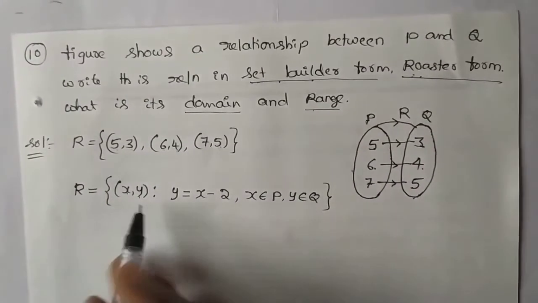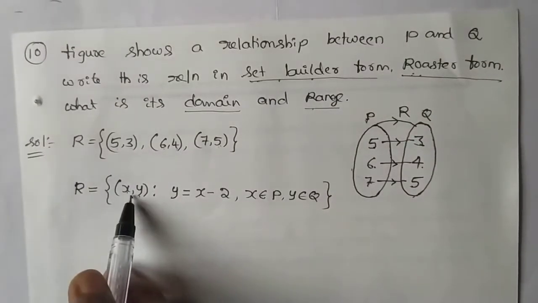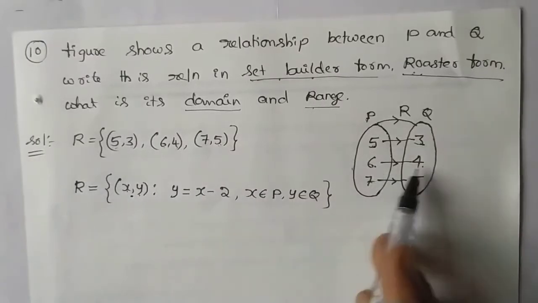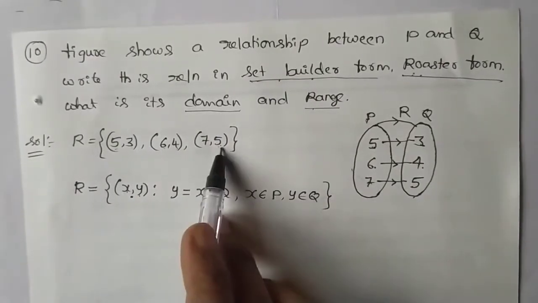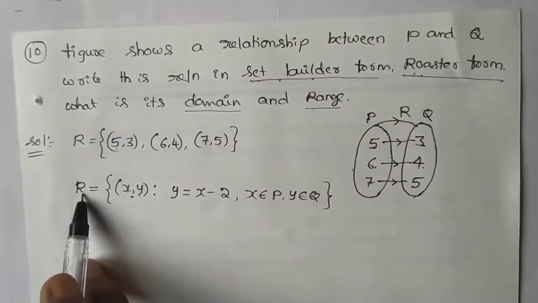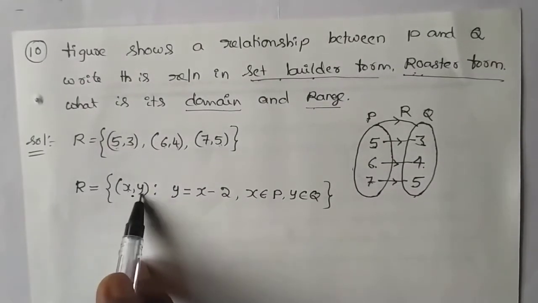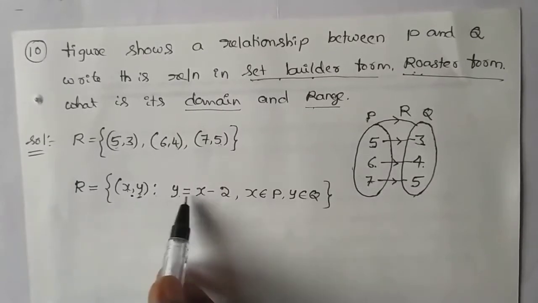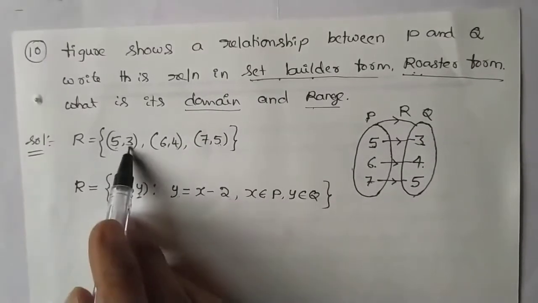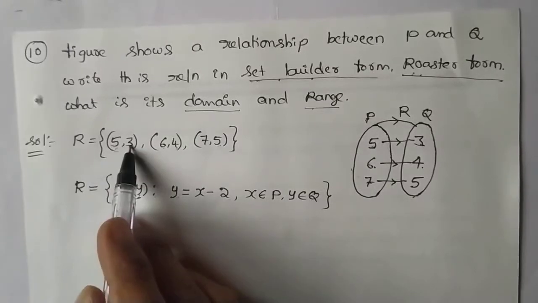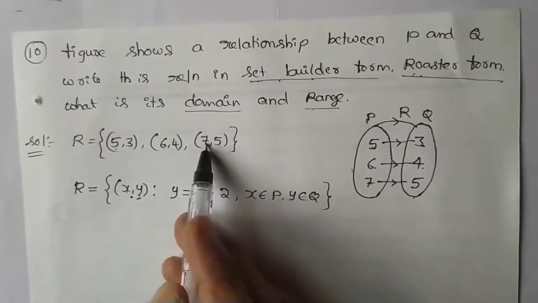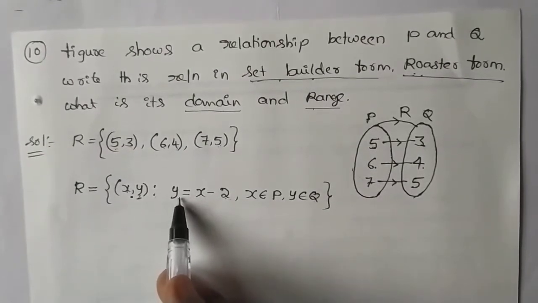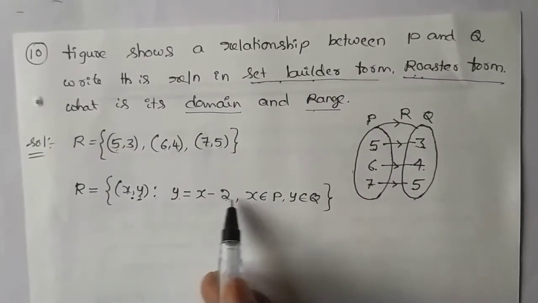It is a roster form, it is a set builder form. Once again, roster form: (5, 3), (6, 4), (7, 5). Understood? Next, set builder form: ordered pair (x, y) such that y, the second element, equals x minus 2, because here we have the common difference 2. 5 minus 3 is 2, 6 minus 4 is 2, 7 minus 5 is 2. Common difference is 2. That's why I wrote y equals x minus 2.